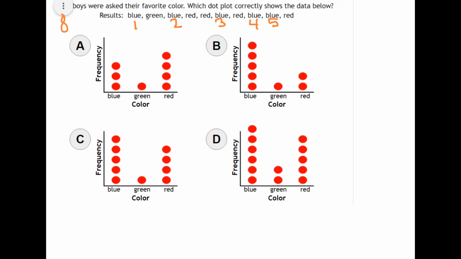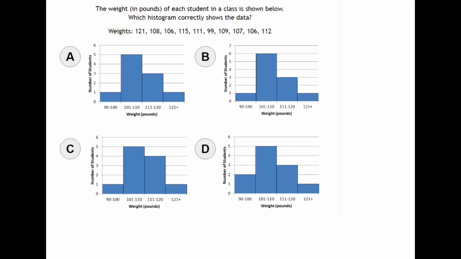And then you find the dot plot that has 5 blue dots. Then you do the same thing for green and the same thing for red. You can put blue. We know blue equals 5. We have green and we have red. And then you find the dot plot that matches.